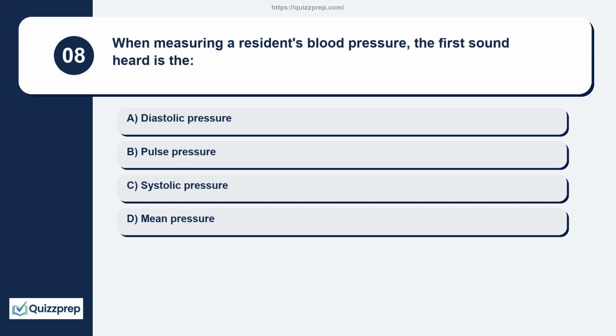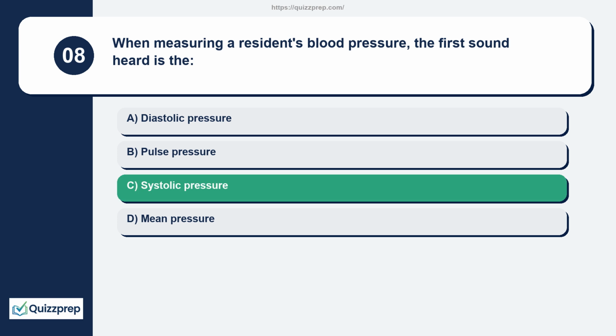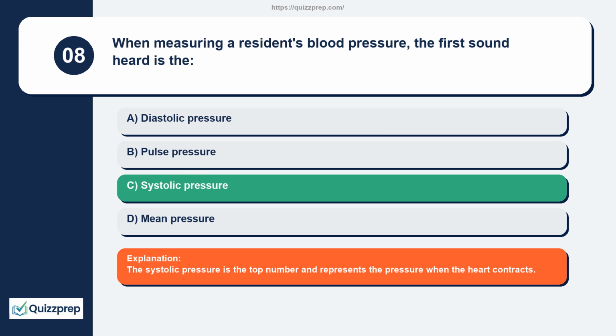Question 8. When measuring a resident's blood pressure, the first sound heard is the diastolic pressure, pulse pressure, systolic pressure, mean pressure. The systolic pressure is the top number and represents the pressure when the heart contracts.